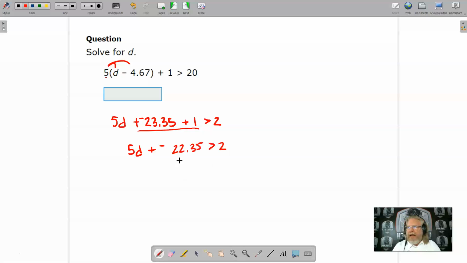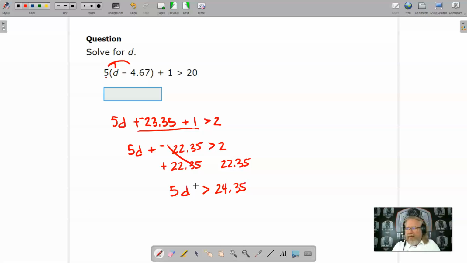Now, this is a negative right here, right? So I've got to get rid of this right here. I got to get rid of that, correct? So I'm going to add 22.35 to both sides. 22.35. And I think I can pretty much do this right side without a calculator, right? That's going to be 24.35. So I'm going to end up with 5d is greater than 24.35.